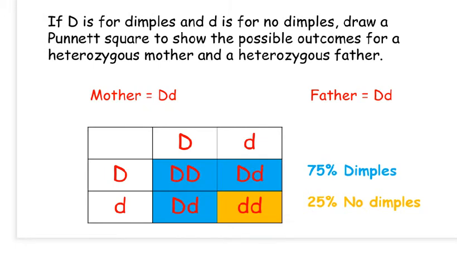Right then, we should have identified that both the mother and the father have a dominant and a recessive allele, as they are heterozygous. When we put this into the grid and work out the possibilities, we find that there is a 3 in 4 or 75% chance that their children will have dimples, and a 1 in 4 or 25% chance that they will have a child that doesn't have dimples.